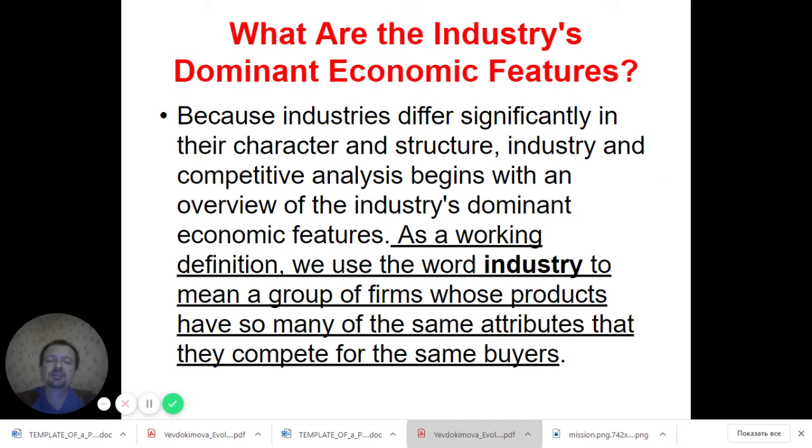I'd like to stress one more time that by industry in today's lecture we mean a group of firms which has similar or very close products. If we translate the word industry into Ukrainian, it will be галузь. In Russian it is отрасль.